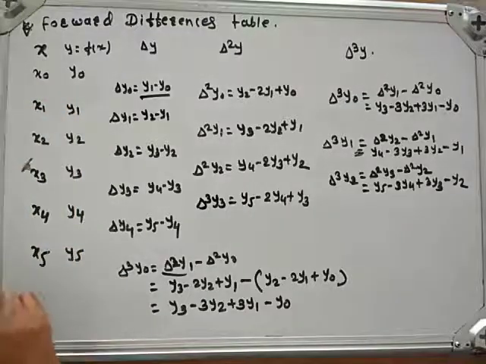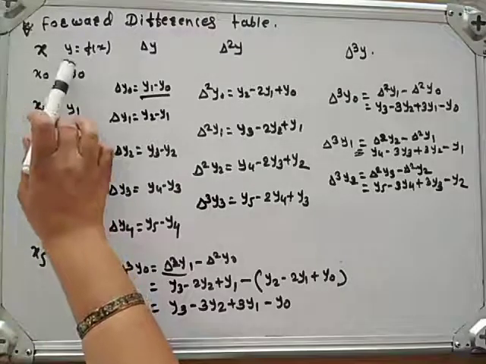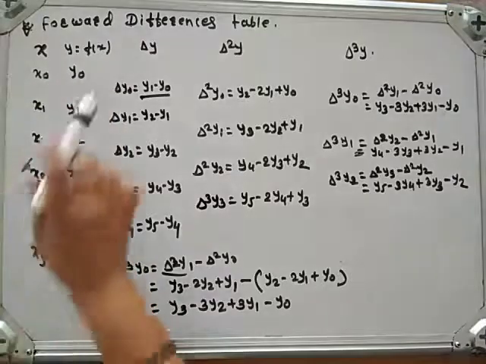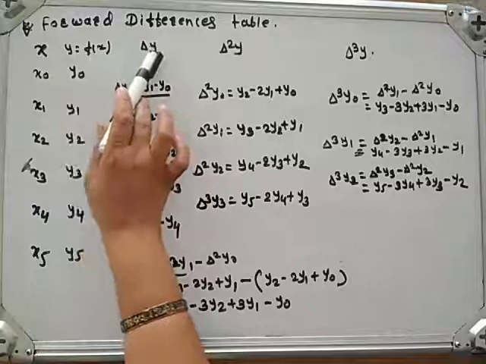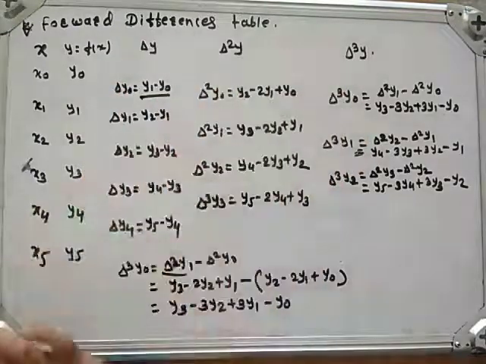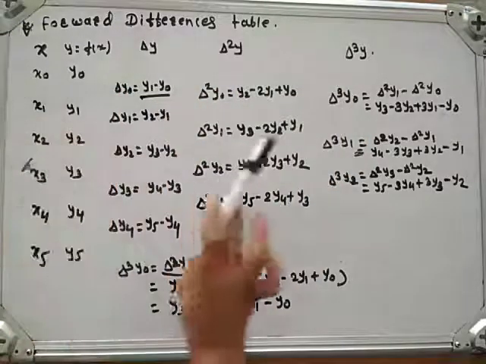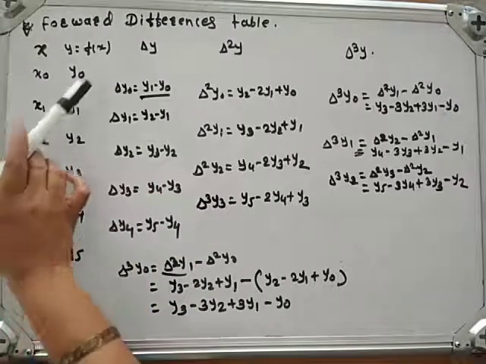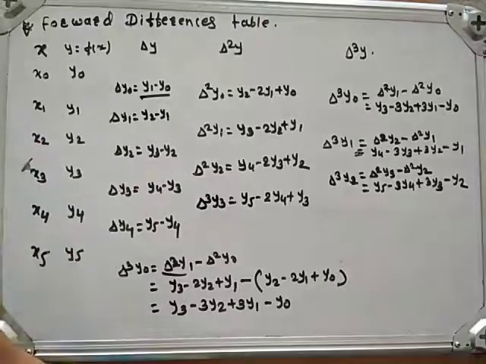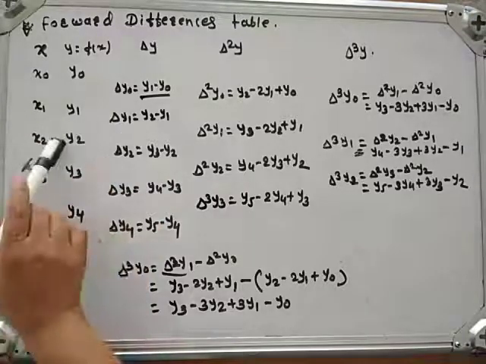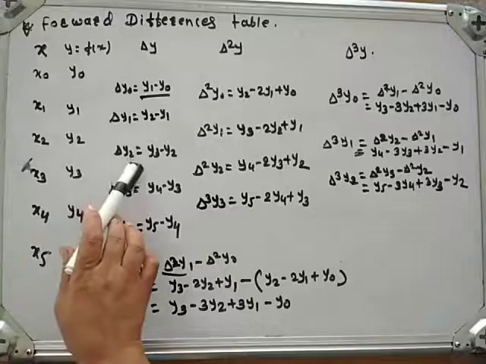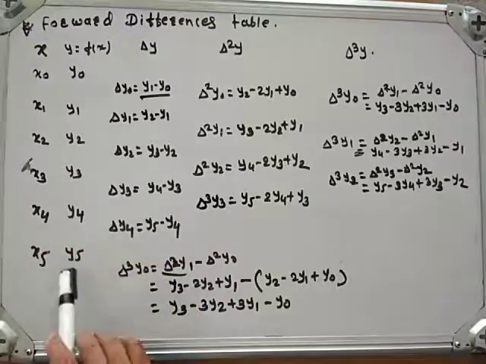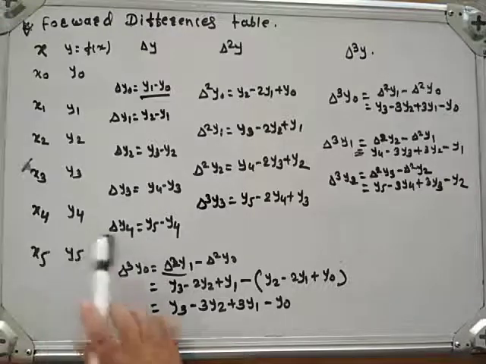This is the forward difference table, in which the values of x are called arguments and the values of y are called entries. The next columns are delta y, delta square y and delta cube y. It is a very simple table. Delta y0 is the difference of y1 and y0. Delta y1 is y2 minus y1, delta y2 is y3 minus y2, delta y3 is y4 minus y3, and delta y4 is y5 minus y4.